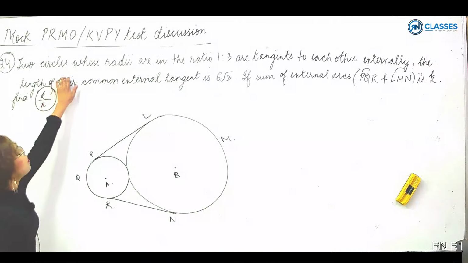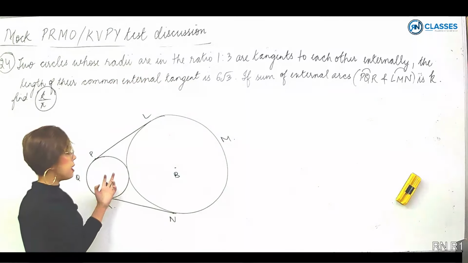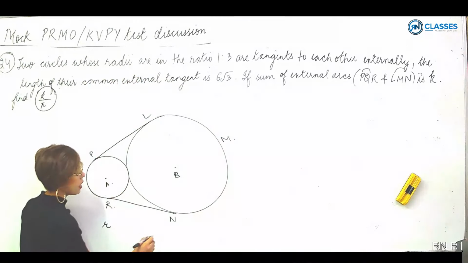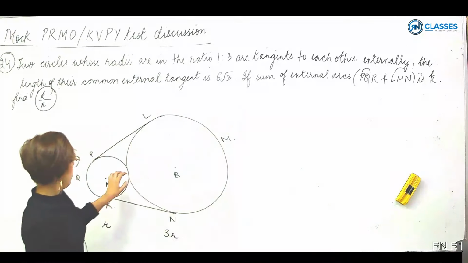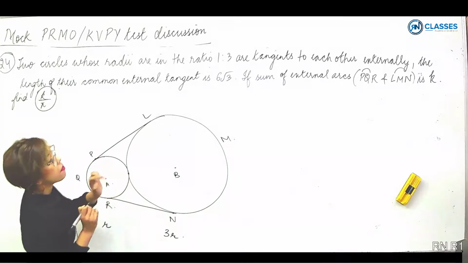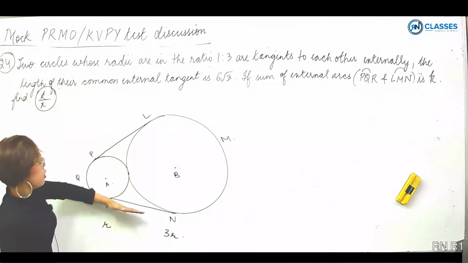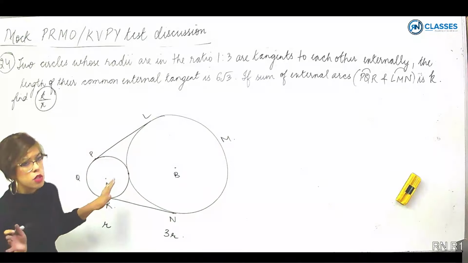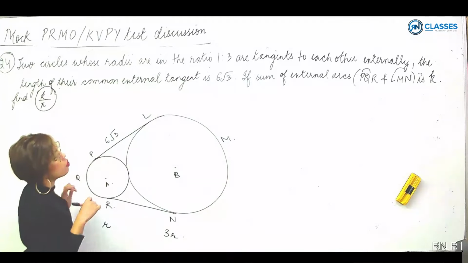He says two circles whose radii are in the ratio 1:3. Now the ratio of radii is 1:3. That means if the radii are, here the radii are 3. Right? They are tangent to each other externally. At this point, the length of their common external tangent, either this and this, I know that these two lengths will be same. So let me just write here that PL is equal to 6 root 3.